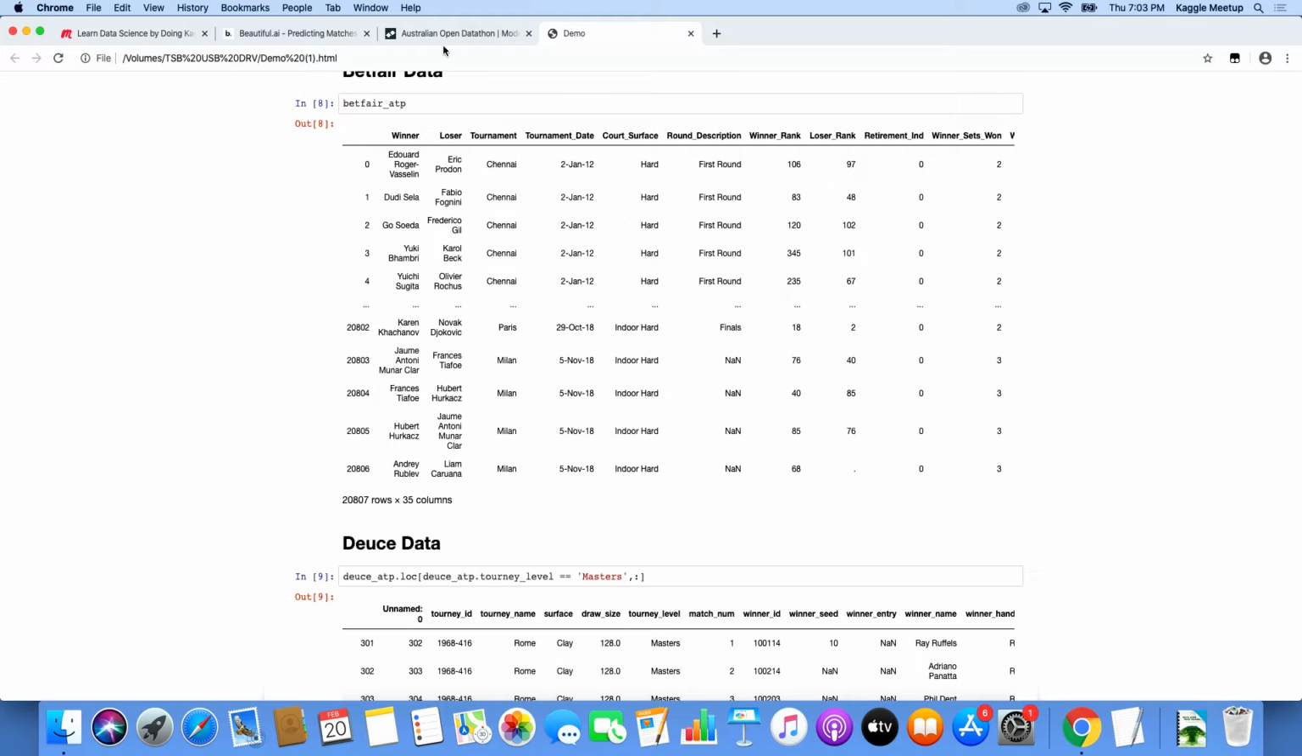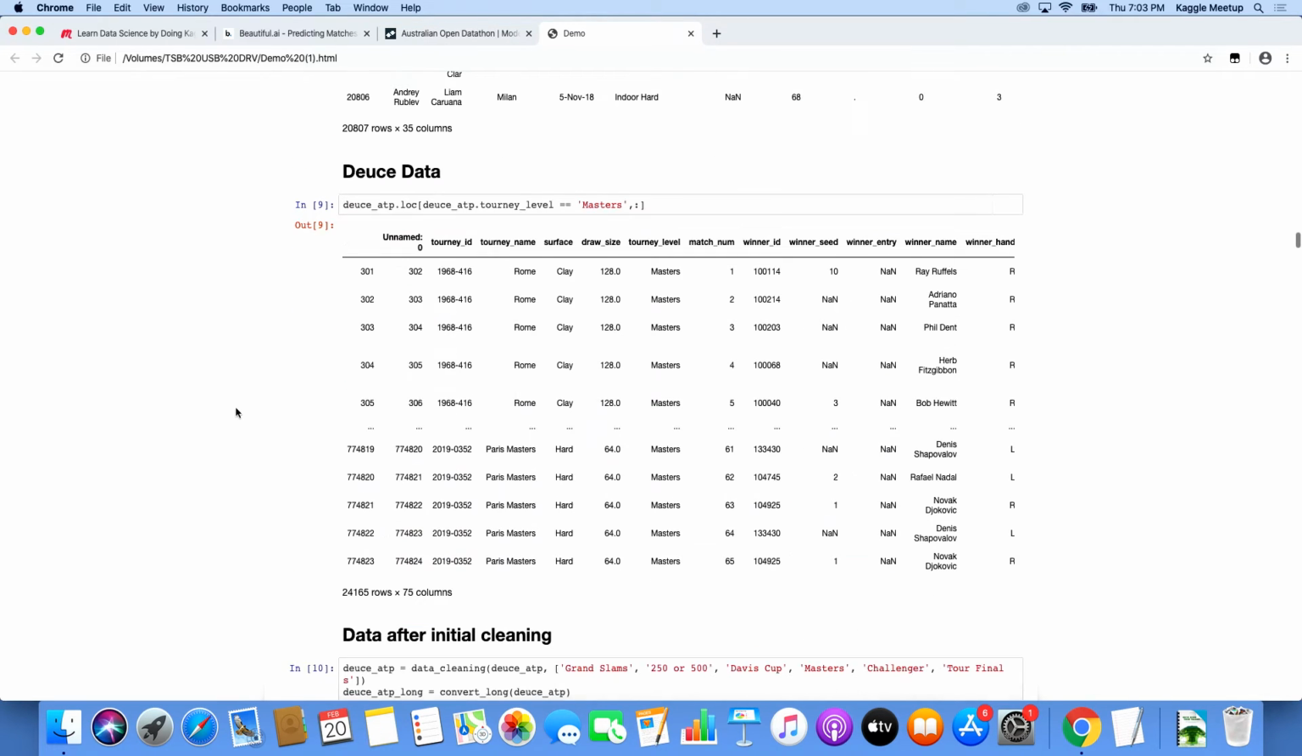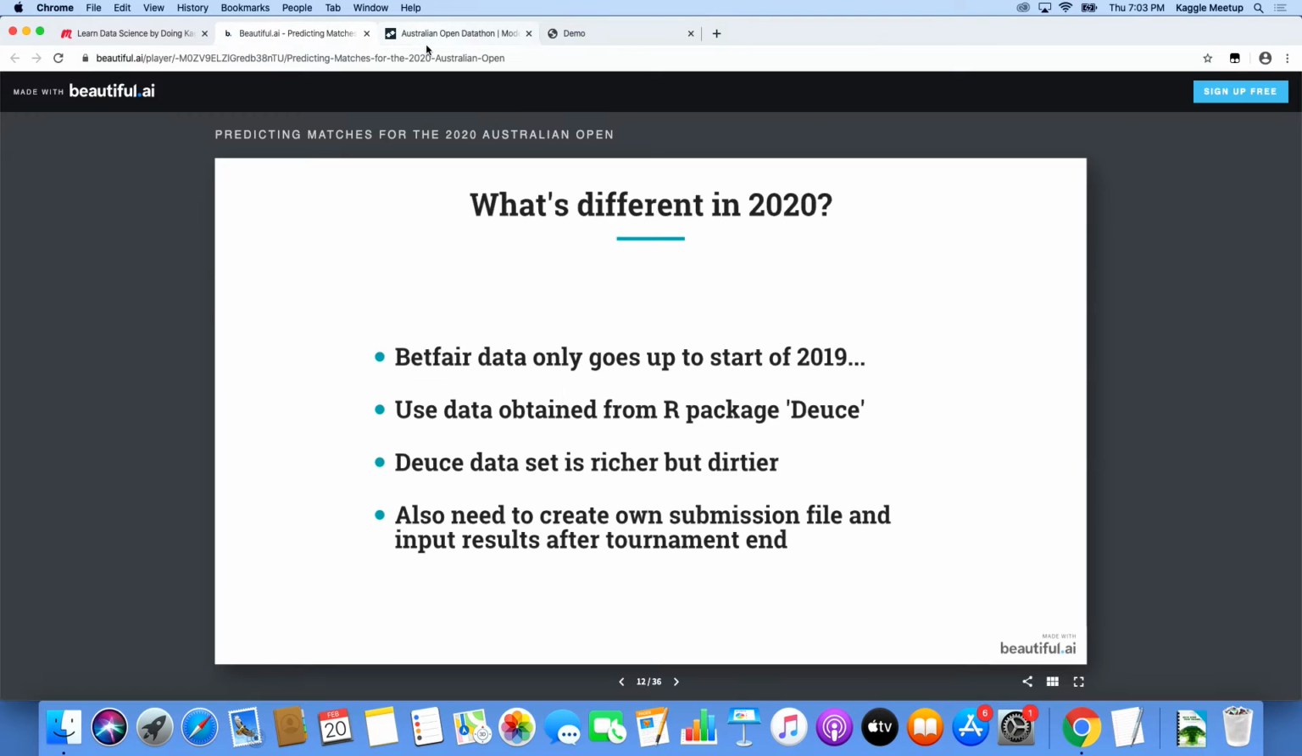So this data set only goes up to the end of 2018. If we're going to be predicting for the 2020 Australian Open, we'll probably want something a bit more up to date, right? Fortunately for us, I asked the original competition organizers. They pointed me to this package. I think it's actually an R package.